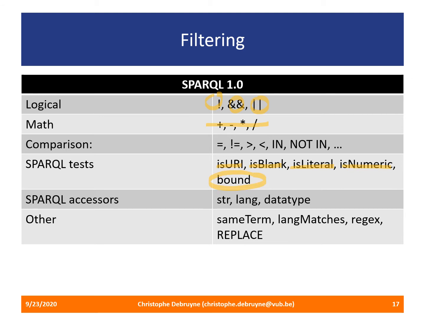And then you have a couple of accessors. Given a variable with a value, what's the string? What's the language of that string if it has a language? What's the data type? And then there are a couple of other functions that you can avail of. Same term to check whether two variables refer to the same RDF term. You have lang matches to check whether the language matches a particular value, such as English. You have regular expressions, you have replace and whatnot.